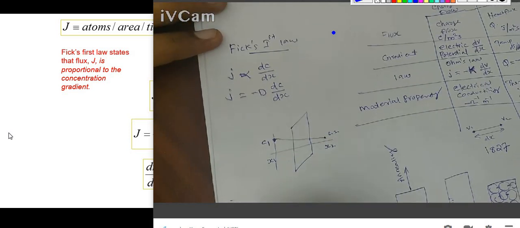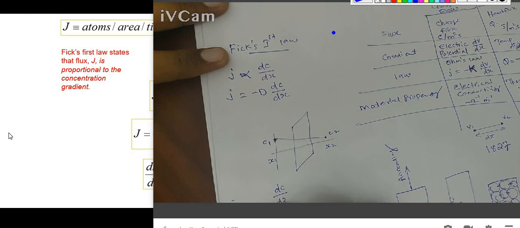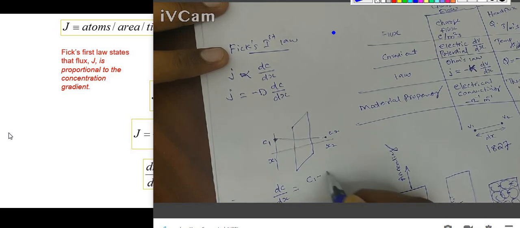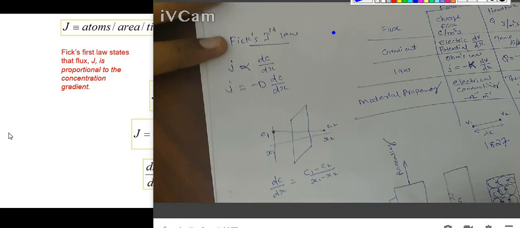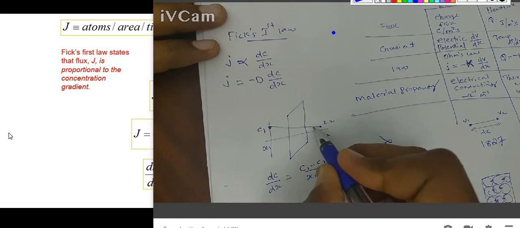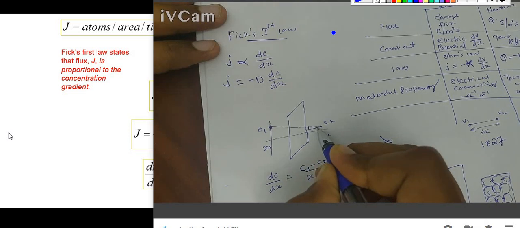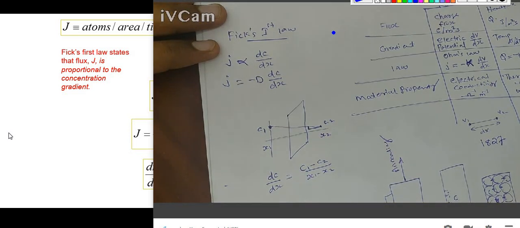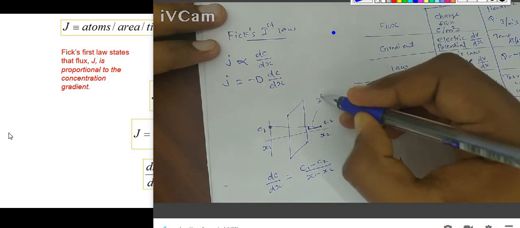And what is the gradient here? The gradient dC by dx is equal to C1 minus C2 divided by X1 minus X2. So we got a concentration gradient. And what is the slope of this line? The slope of this line is nothing but dC by dx.